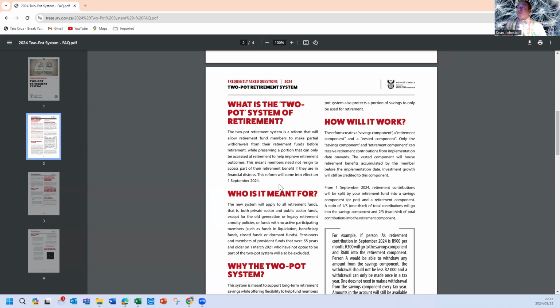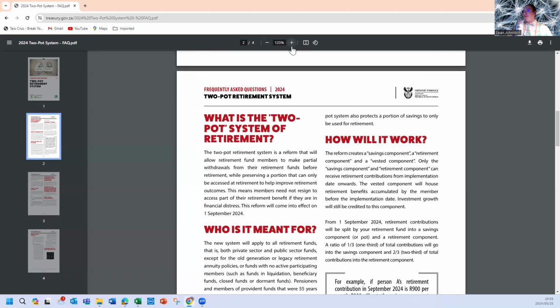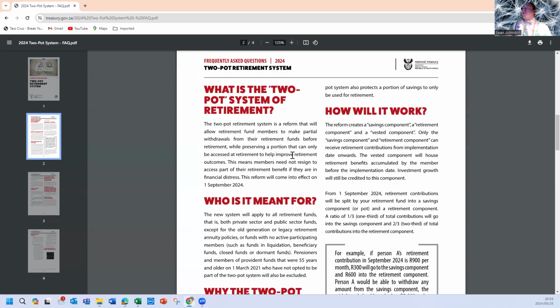So let me just first go through what exactly is the two-pot system. I just want to quickly zoom in so it's easier for you to read. The two-pot system is a reform that will allow retirement fund members to make partial withdrawals from the retirement funds before retirement while preserving a portion that can only be accessed at retirement to help improve outcomes. This means members do not resign to access part of their savings benefit if they are in financial distress. This reform will come into effect on the 1st of September.